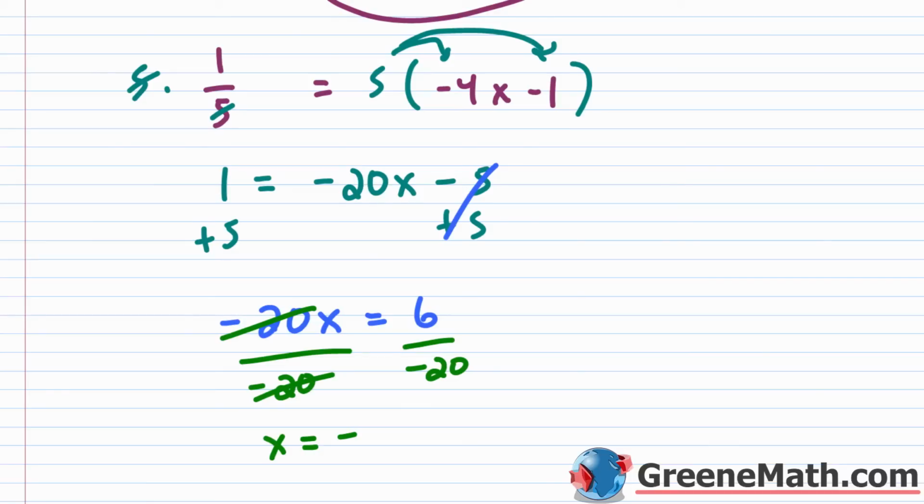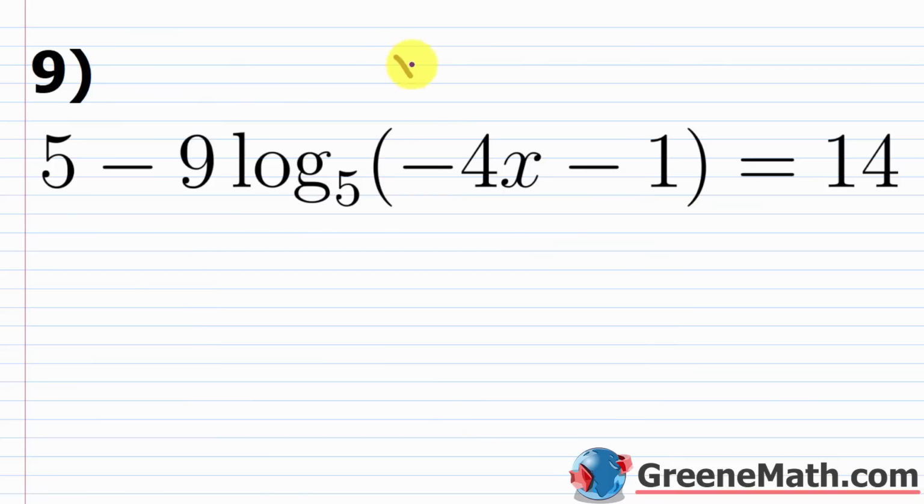If I think about 6 and 20, let me rewrite 6 as 3 times 2. And let me rewrite 20 as 10 times 2. And of course, you can cancel a common factor of 2 between numerator and denominator. So this would be negative 3/10. All right, let's write out x equals negative 3/10. And let's just make sure we got the right answer. So that's going to get plugged in right there.